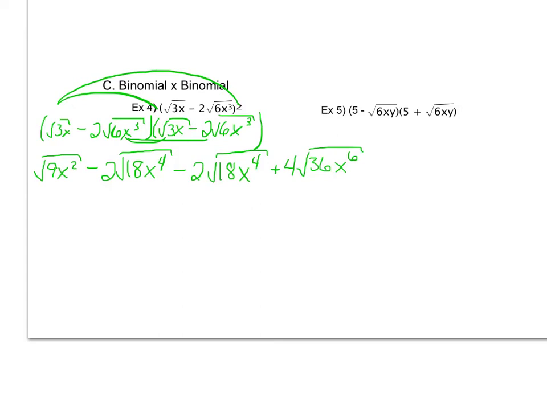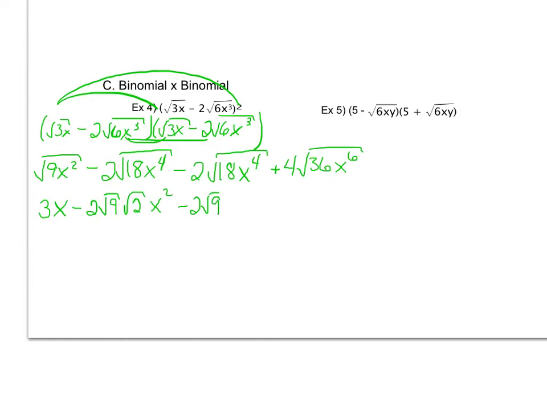Now I want to clean anything I can up. Well, I know that the square root of 9 is 3. And x squared, there's one group of 2 with nothing left over. Minus 2, I'm going to say the square root of 18. I don't know, so I break that up. X to the 4th has 2 groups, nothing left over. Doing the same thing to my next term.